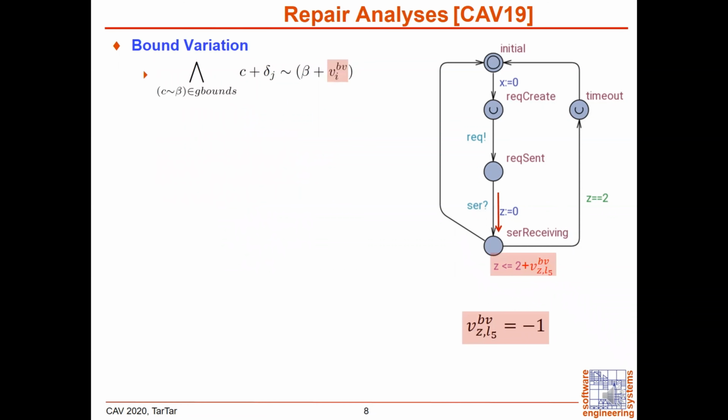Next, we add potential repairs to tau. Therefore, we insert variation variables v in the time constraints. For instance, we can modify the invariant z ≤ 2 by adding a variable v to its bound, and use an SMT solver to find the assignment -1, which repairs the NTA.